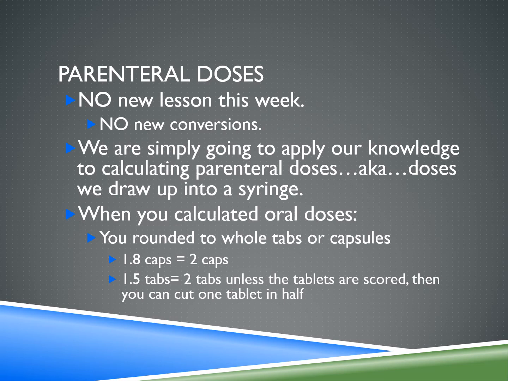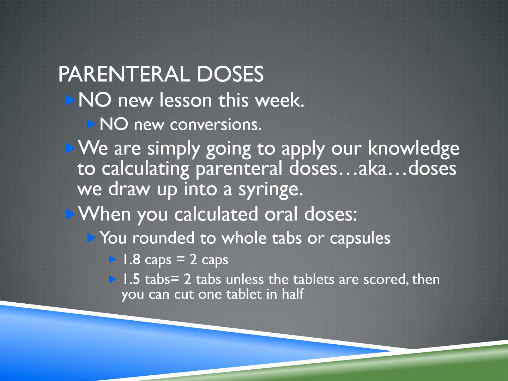Here's the thing though, this is not a new lesson. You're not learning anything new. We're just applying it to a different situation. There are no new conversions. You've already learned all of those. So all we're doing now is applying our knowledge to calculating parenteral doses, which are doses that can be drawn up into a syringe. Now, in a later unit, the last unit, we are going to learn about syringes. You're going to learn the different sizes and how to tell them apart and what you can draw up in what syringe. I'm going to give you a little information on that in this unit, not much, but you're going to calculate those amounts that you then would be able to draw up into those syringes.